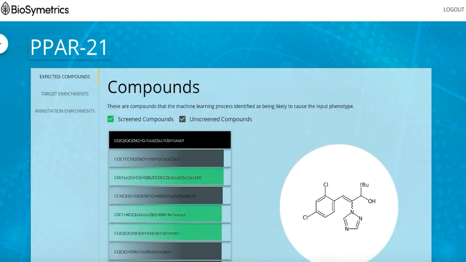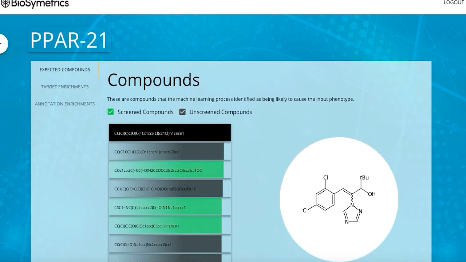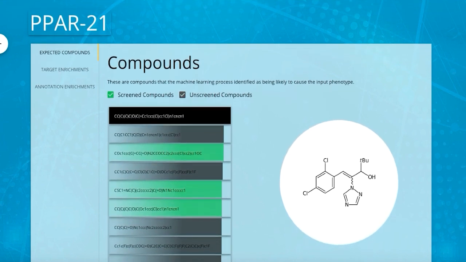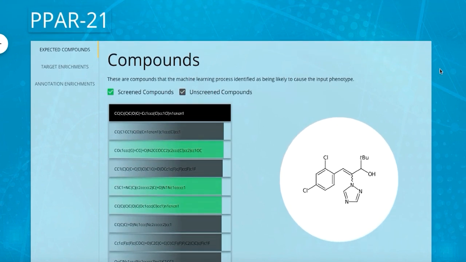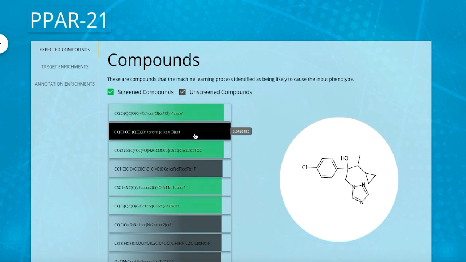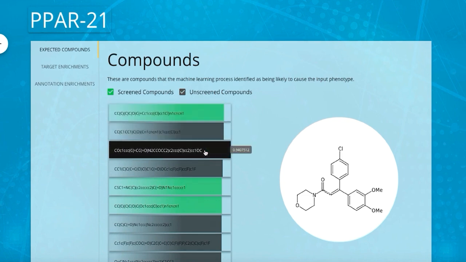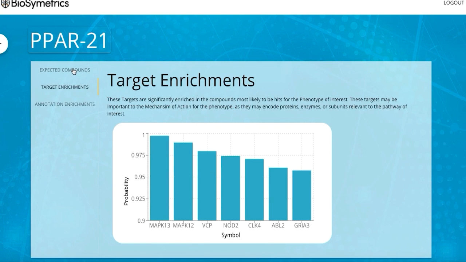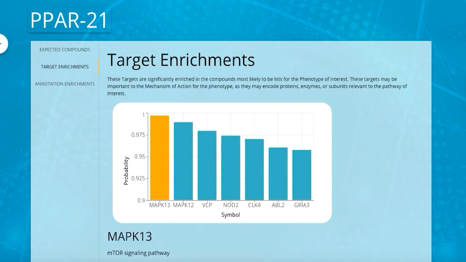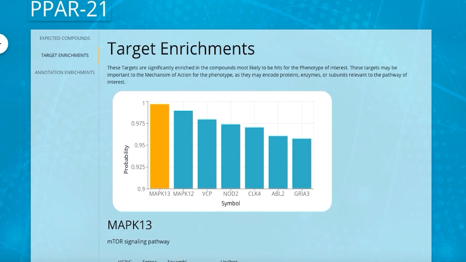First, we see the compounds that the machine learning process predicted as being the most likely to cause the phenotype of interest. As we start to scroll, we're able to review each chemical structure. Here, we've identified target genes that are predicted to be influenced by the small molecule compounds. These targets may be important to the mechanism of action for the phenotype, as they may encode proteins relevant to the pathway of interest.